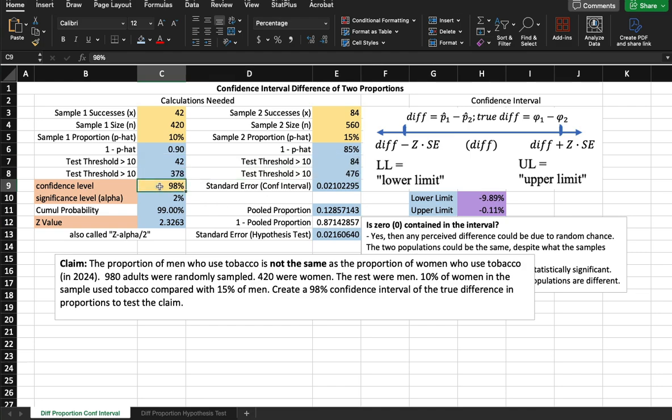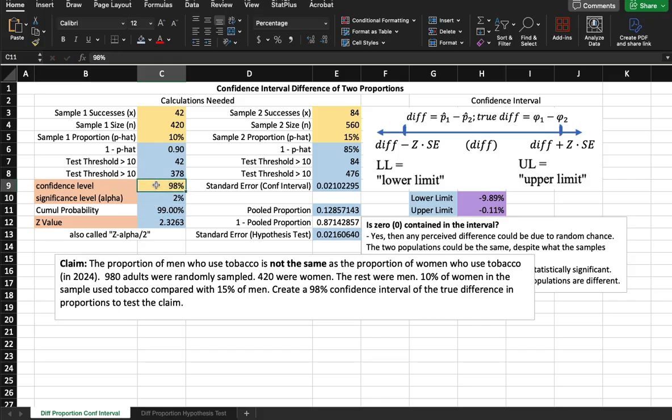Now in cell C9, I just have typed my confidence level there, and that was given in the problem. It said create a 98% confidence interval. So my confidence level is 98%, and that's typed into cell C9. Right below that, I also have my significance level, alpha, which is equals 1 minus C9. So again, that's a formula that is based on the number that we typed into cell C9, and that's going into cell C10, equals 1 minus C9.